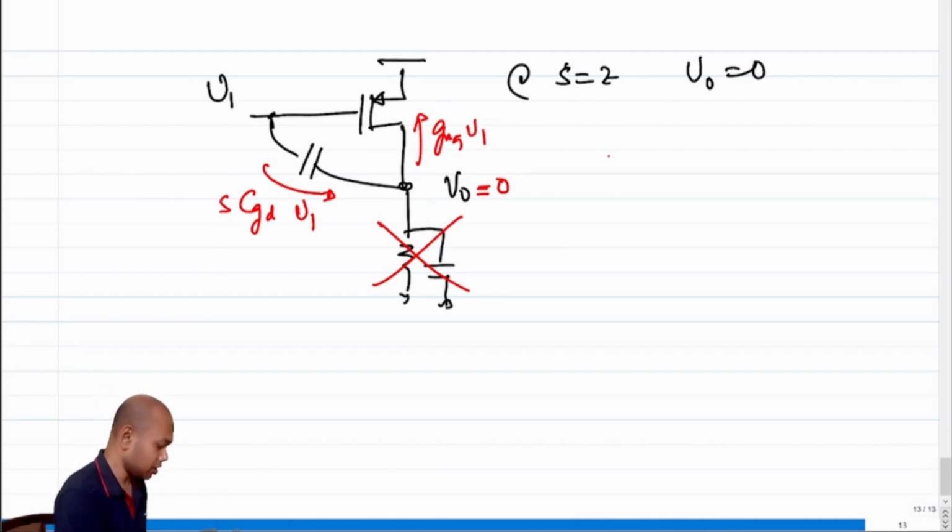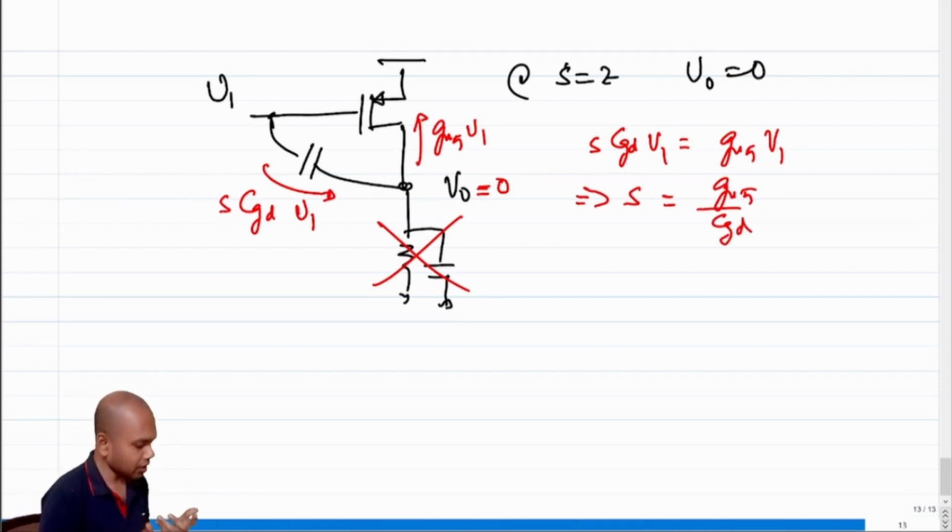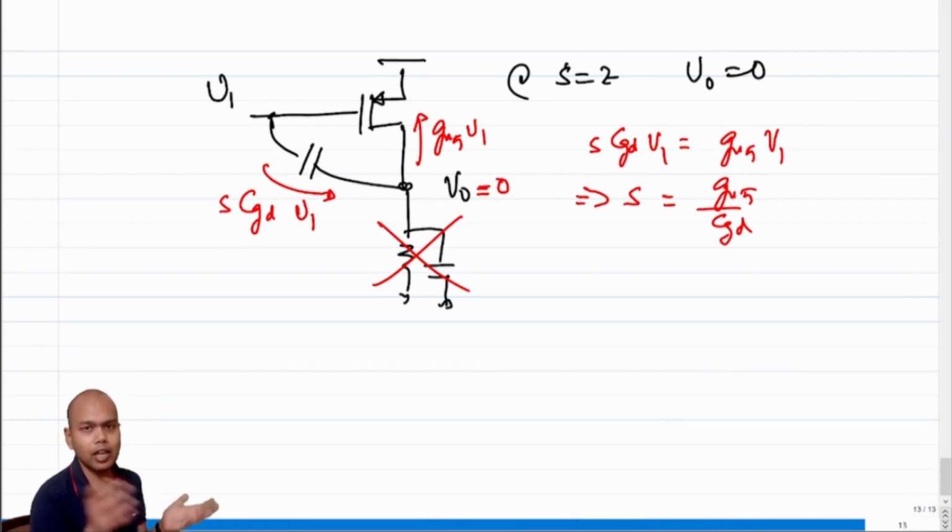So the location of the 0 is essentially the value of s that you get if you solve KCL at V0. s CGD times V1 becomes GM5 times V1, which means s is GM5 by CGD. This becomes the location of the 0, right? So by intuition you can figure out the location of the 0 simply by setting the output to 0 and solving for KCL and KVL.